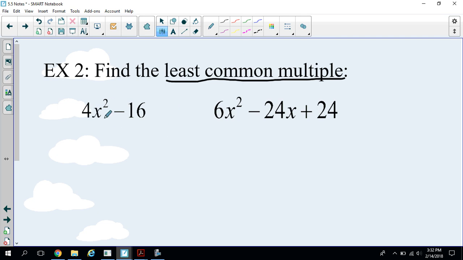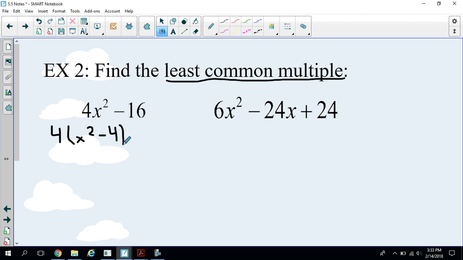Here, all we're trying to do is find the least common multiple, so what they have in common. Before you can do that, the first thing is we need to factor. So we need to factor 4x squared minus 16. We're going to do the greatest common factor. They both have a 4 in common, so we take that out and rewrite our expression. We now have x squared minus 4.